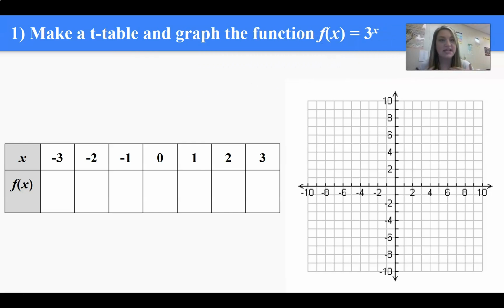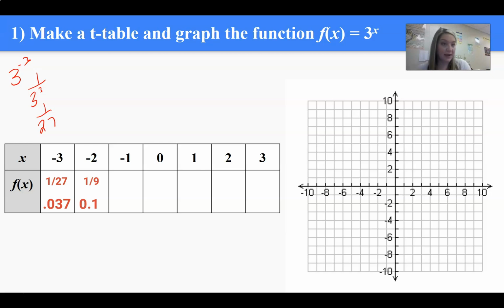This time the function is now 3 to the power of x. So we're going to change our exponent to negative 3 up to positive 3. So 3 to the negative 3 power, the negative exponent is going to flip over. So it becomes 1 over 3 cubed, which is 1 over 27, which is the same thing as 0.037. Do the same thing for negative 2. 3 to the negative 2 power becomes 1 over 3 squared, which is 1 over 9, which is 0.1.